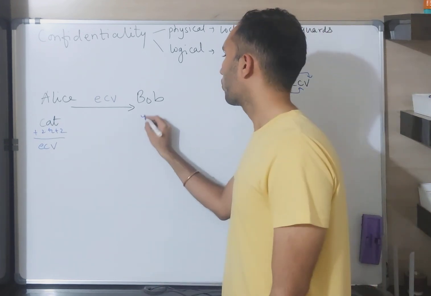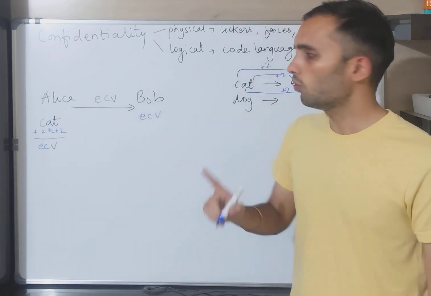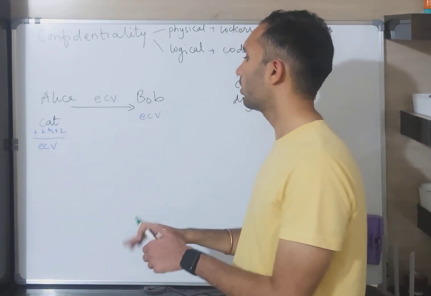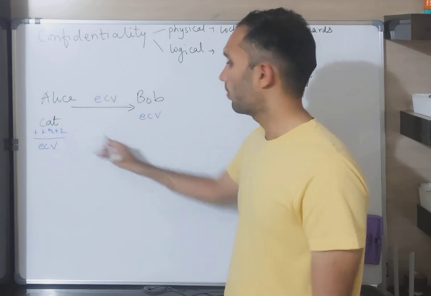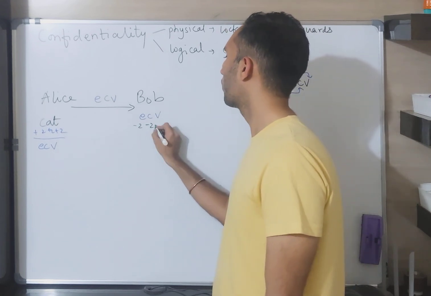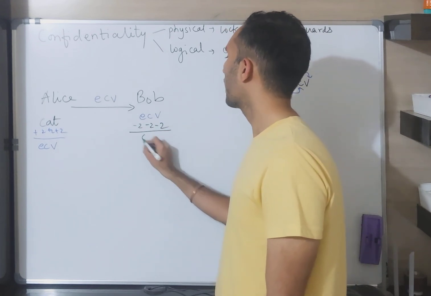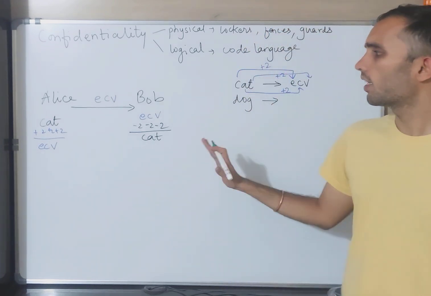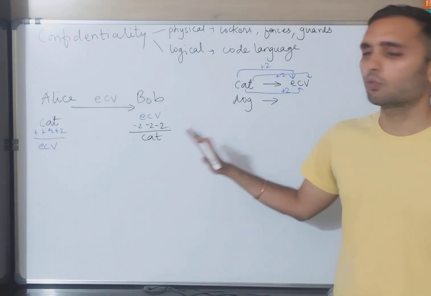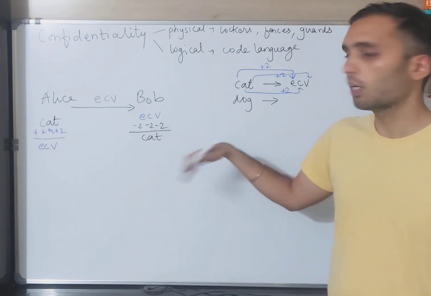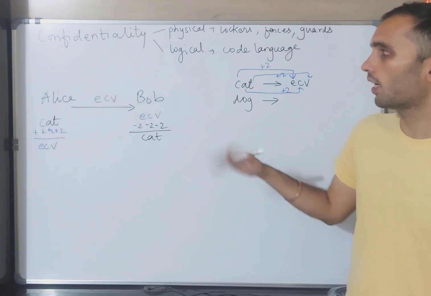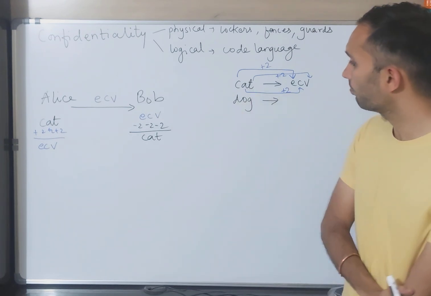Now what Bob has to do is, he first has to know that the number which was used by Alice is actually 2. Once he knows the number, he has to subtract this number from each of these letters and he gets back the original message, which was cat. Looks like a very simple approach, very easy to understand, very easy to implement. So let's see if this is good enough for actual practical implementations.